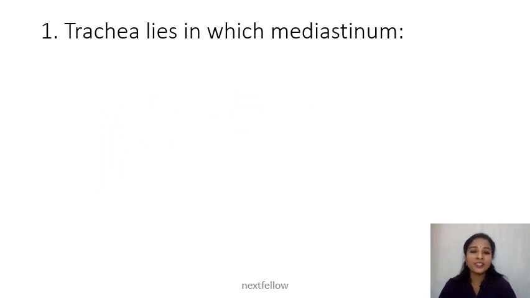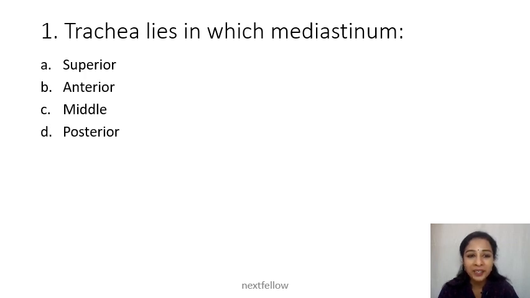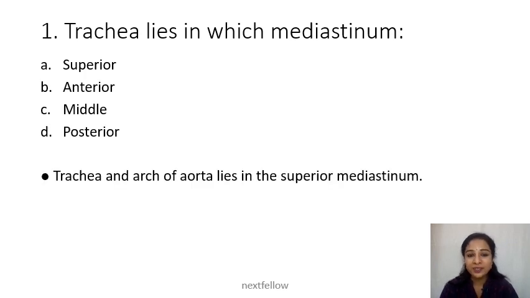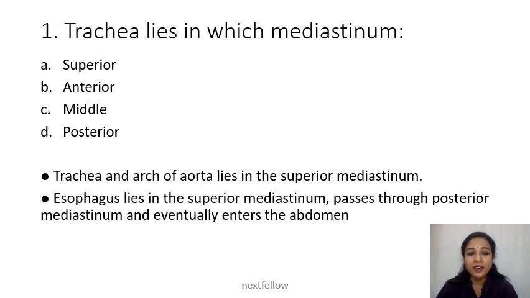So let's do some questions related to the mediastinum. The trachea lies in which mediastinum? I hope you all know the answer. Superior, anterior, middle or posterior. The trachea and arch of aorta lie in the superior mediastinum. And the esophagus lies in the superior mediastinum and posterior mediastinum as well.